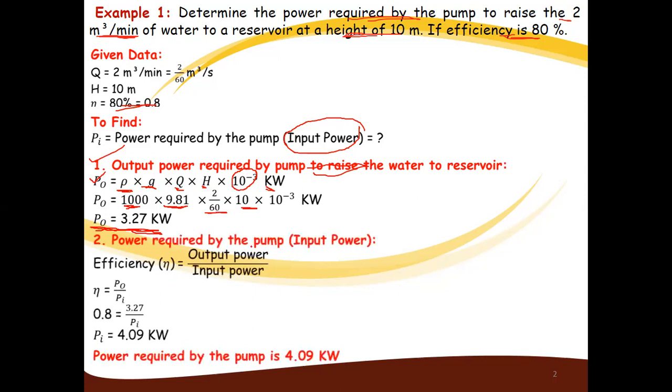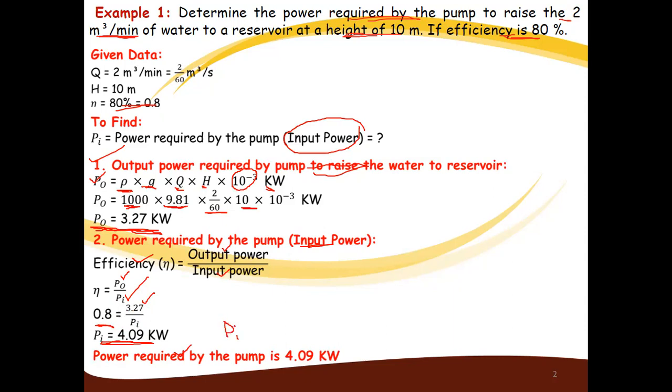Now, next we have to find out the input power. So power required by pump, that is input power, it is given by efficiency is equals to output power upon input power. So efficiency is equals to PO upon PI. So efficiency is 0.8. Output power is 3.27 divided by PI. So we get PI is equals to 3.27 divided by 0.8. That is 4.09 kilowatt. So power required by pump is 4.09 kilowatt. That is nothing but your input power.